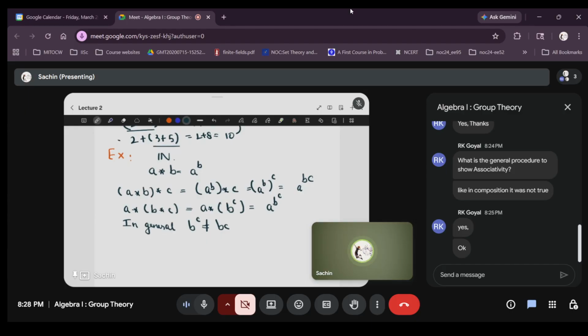So associativity requires that this is true for all possible elements a, b, and c. But this is not true for all possible elements, right? So this star is not associative. Okay?